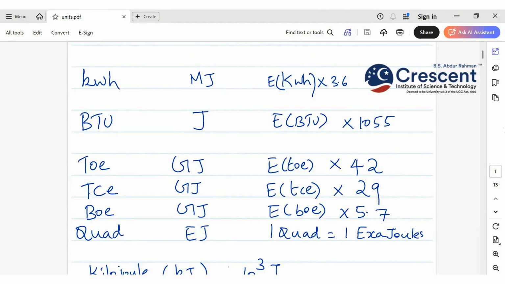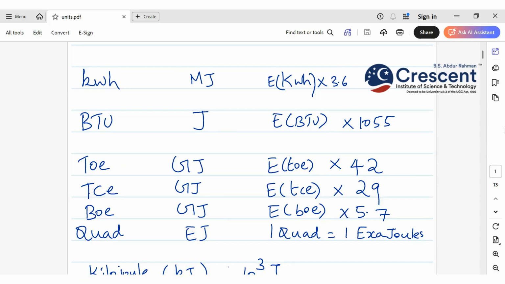Then you have the BTU, British thermal unit. How to convert that into joules? If energy is given in BTU, you have to multiply with 1055. Then tons of oil equivalent, TOE. To convert that into gigajoules, you have to multiply with the factor 42.